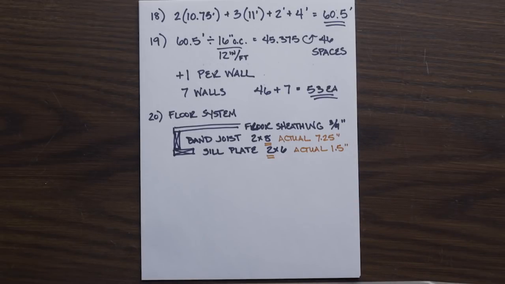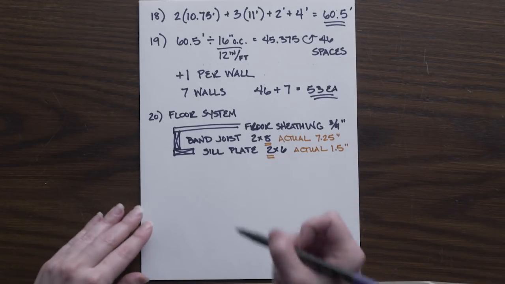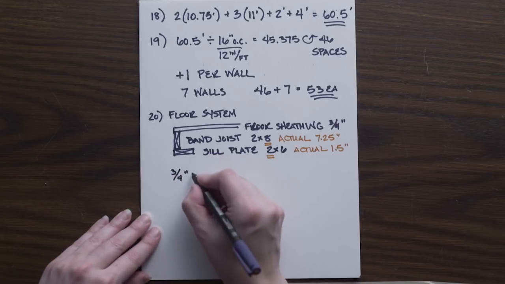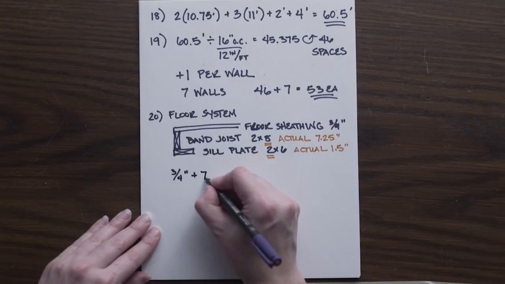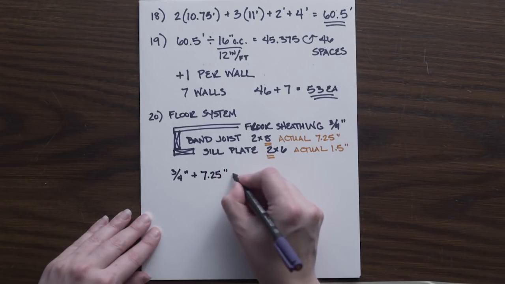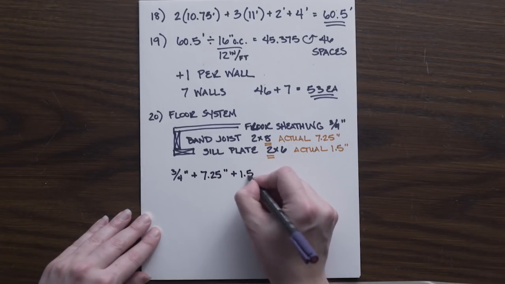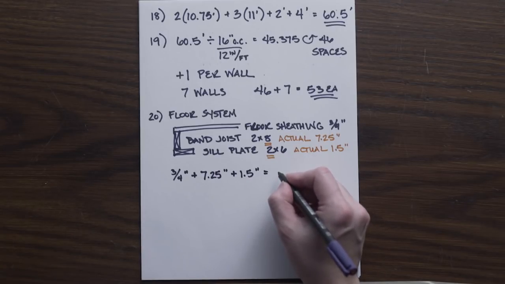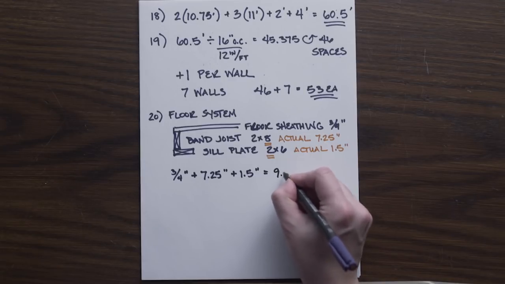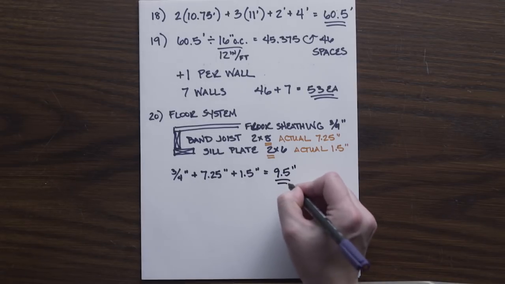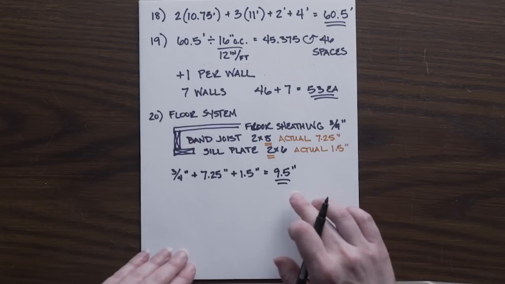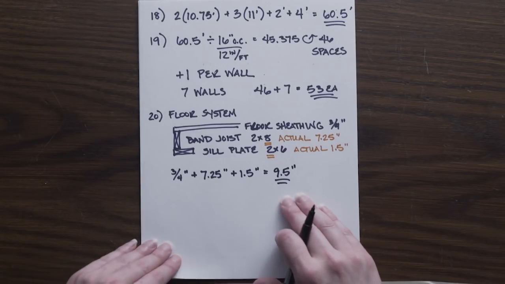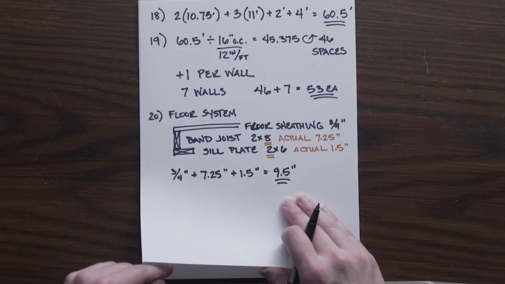So you need to make sure that you're using the correct numbers when you add it up. So we have 3/4 inch for our floor sheathing, we have 7.25 inch for our band joists, and we have 1.5 inch for our sill plate. We have a total of 9.5 inches. You can leave that in your inches, you can convert it to feet. Since it's less than a foot, leaving it in inches is perfectly acceptable.